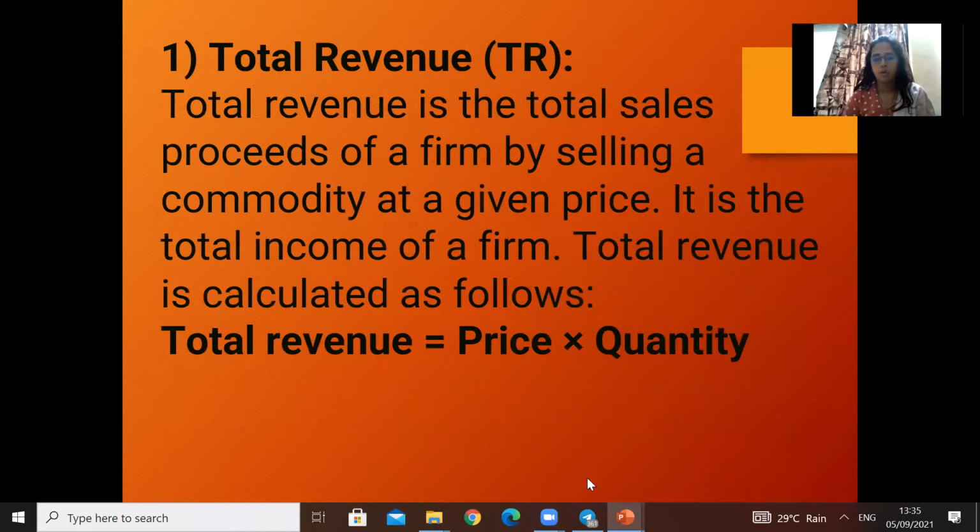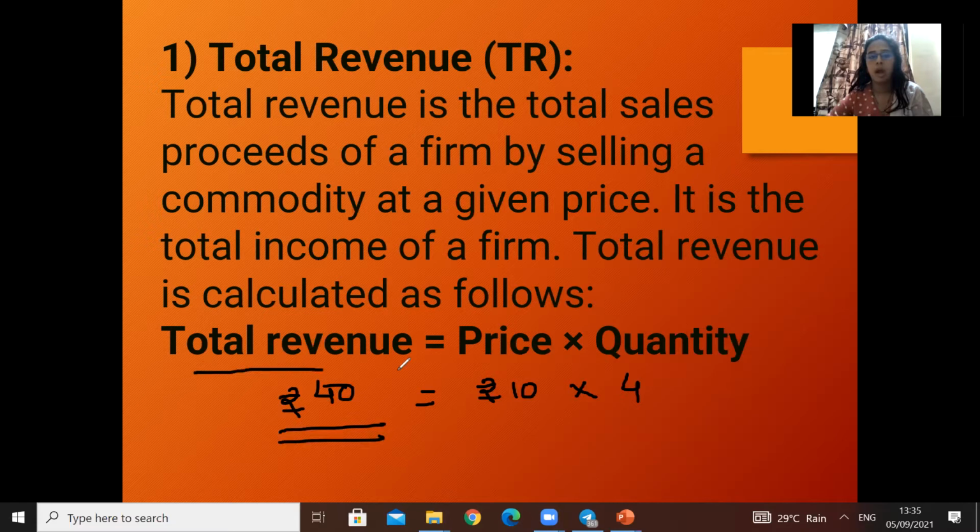You have to remember this formula. TR is equal to price into quantity. Just now I have shown you, I have sold 4 Cadbury's at rupees 10 each. So price into quantity, whatever the amount I have received, that is nothing but the TR, total revenue. Remember this formula. Total revenue is the total sales proceeds of a firm by selling a commodity at a given price. It is the total income. So 40 is our income.